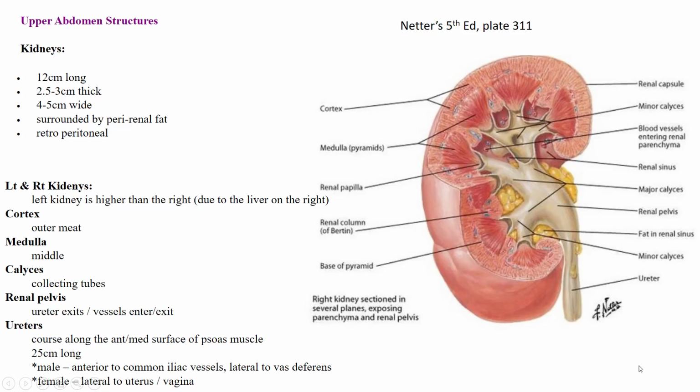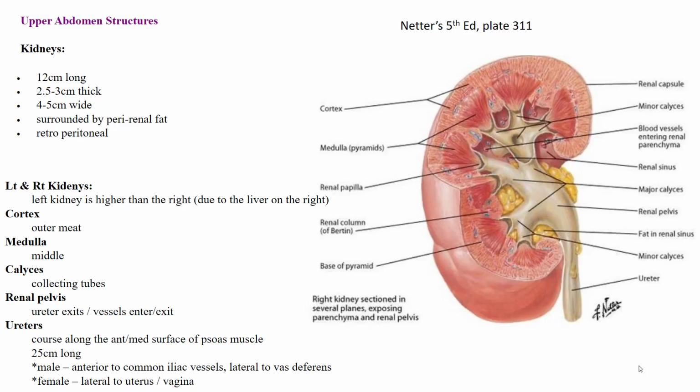The kidneys are about 12 centimeters long, superior to inferior. They're about 2.5 to 3 centimeters thick, anterior to posterior, and about 4 to 5 centimeters wide, right to left, or left to right. They are surrounded by perirenal fat, and they are one of those retroperitoneal structures, and I will list those again on the next page for you, because there is a really good view in Netter's. It shows you the peritoneum and the structures that lie behind that, or posterior retroperitoneal.